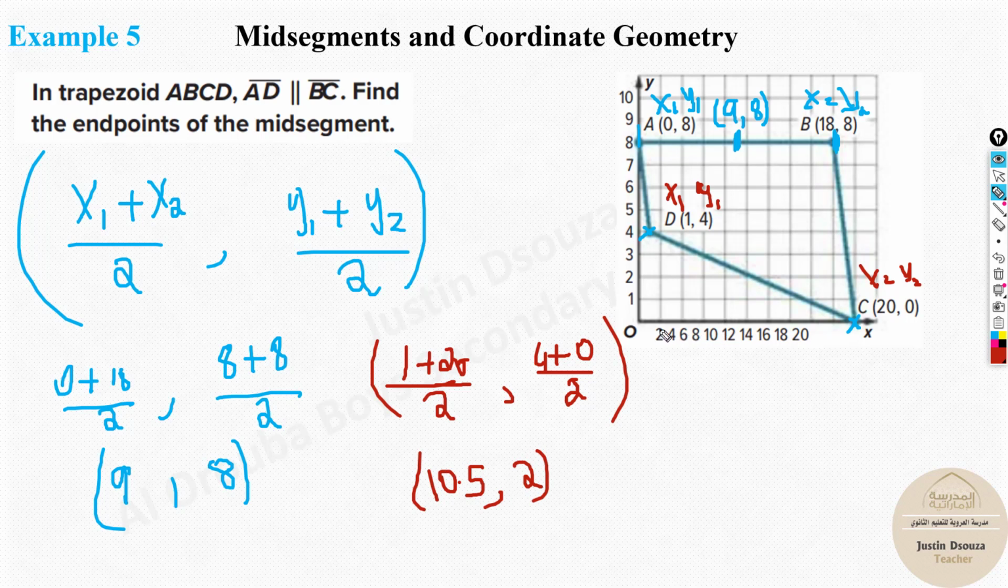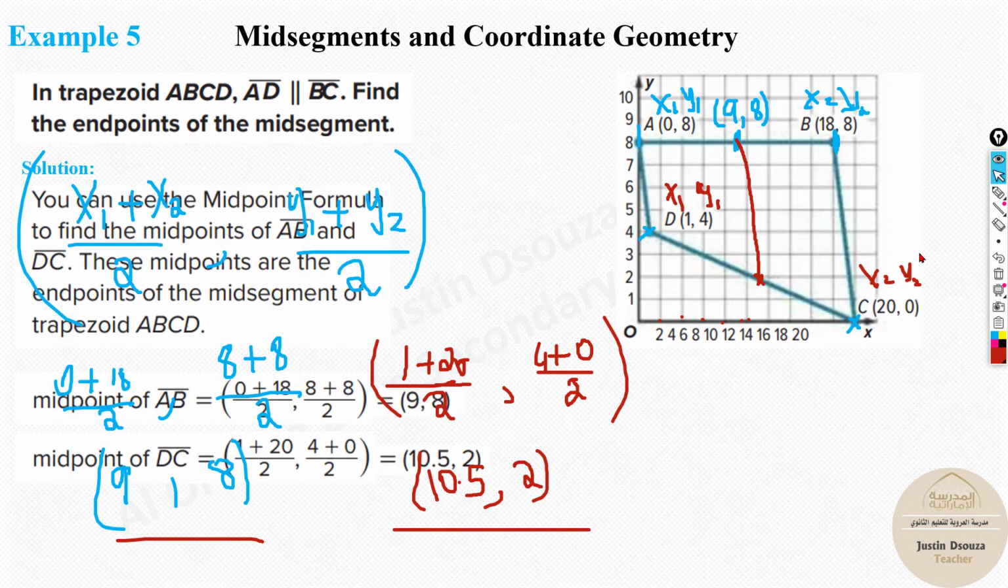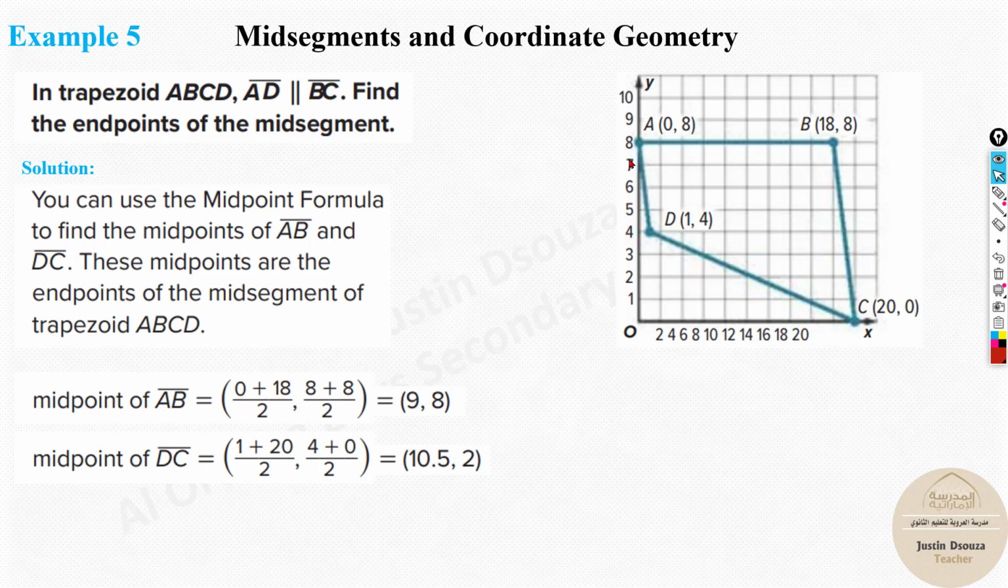So here you can see the scale is wrong. This is 2, 4, 6, 8, 10. 10.5 somewhere over here and 2. So this is the midpoint over here. Now if you draw a straight line joining these 2 points, that would be your mid segment. So the endpoints would be 9, 8 and 10.5, 2. So these are the 2 answers. It's very, very straightforward. Just using the midpoint formula, you'll get the answer. Or for a straight line only, you can count it out directly, not for a slanted line.